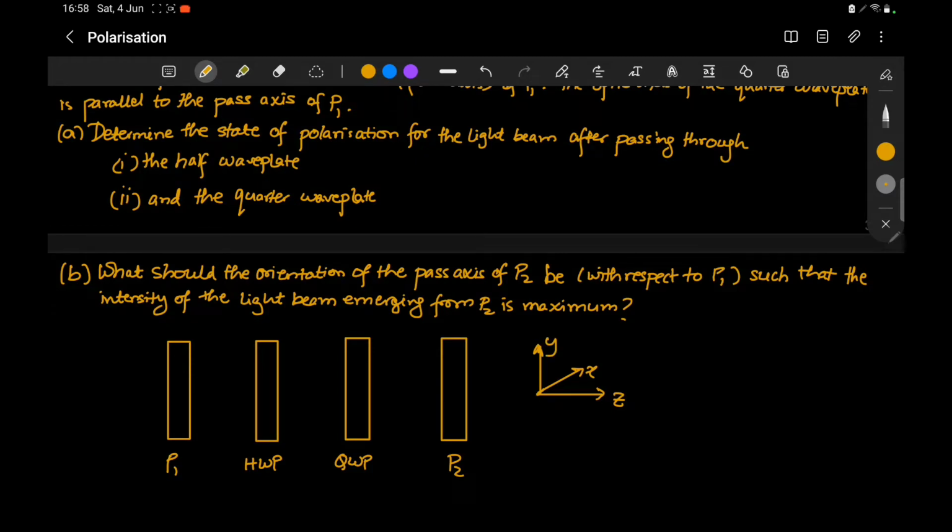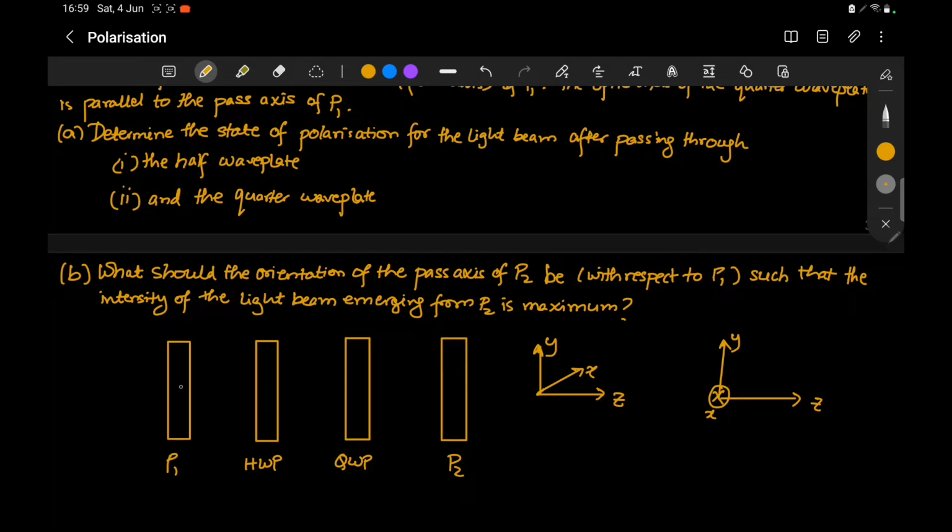So basically X axis is going into the screen. So if we use a different notation, then we can say this is Y, this is Z. So X axis is going into the screen. We can use a symbol like this, a cross inside a circle.